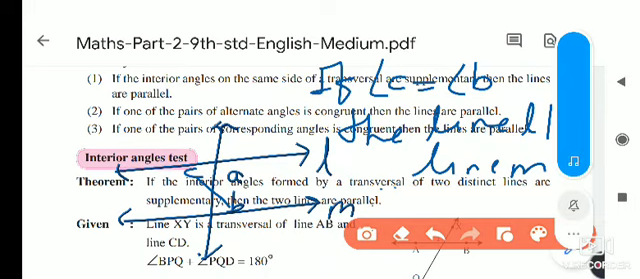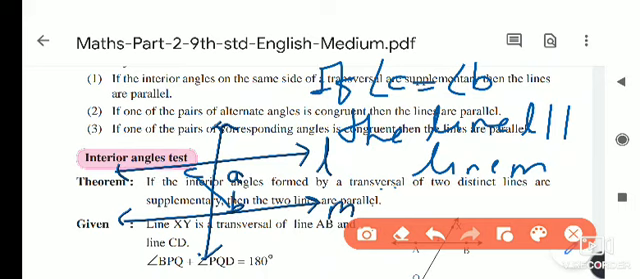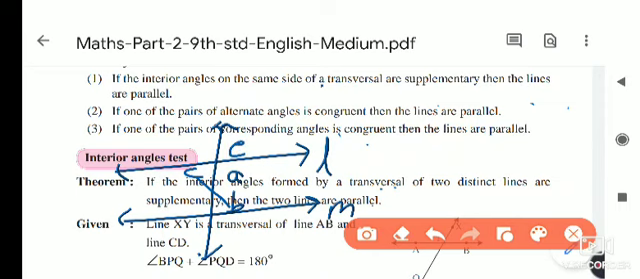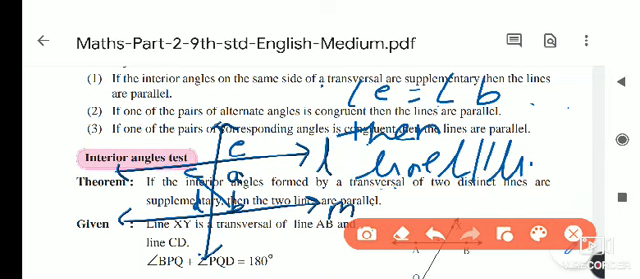This is the second property to prove that given lines are parallel or not. Now the next property is the corresponding angles property. So here in the figure, if angle E is equal to angle B, then the given lines are parallel to each other, meaning line L is parallel to line M. Okay, these are the corresponding angles.